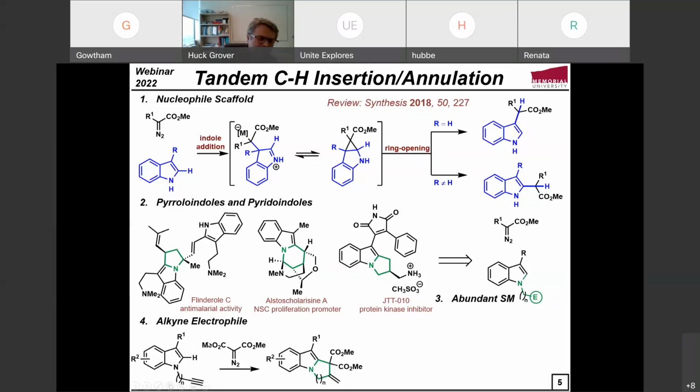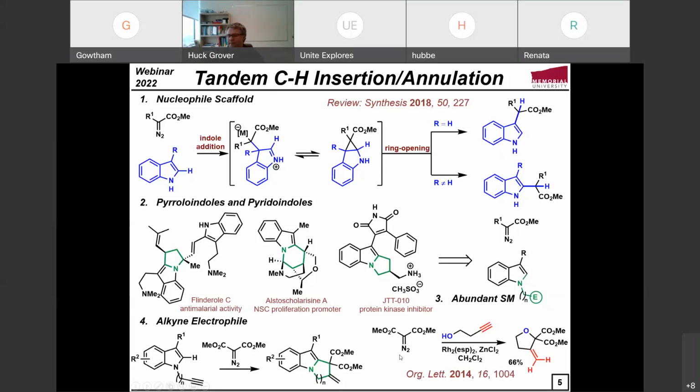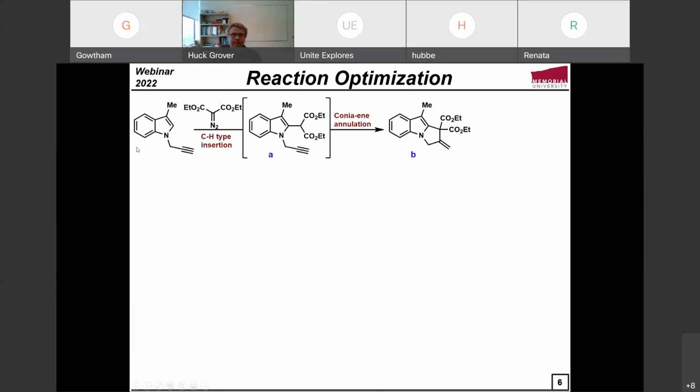We initially started off by exploring an alkyne as the electrophile, and the literature precedent came from Hatayama's group in 2014, who showed that you could do an O–H insertion followed by an annulation onto the alkyne via a Conia-ene type cyclization. So with this idea in hand, we quickly accessed the propargyl methyl skatole, and we tried to develop a C–H insertion Conia-ene annulation strategy to access these pyrroloindole scaffolds.